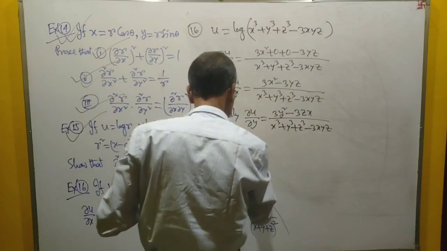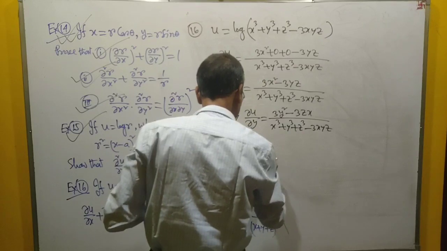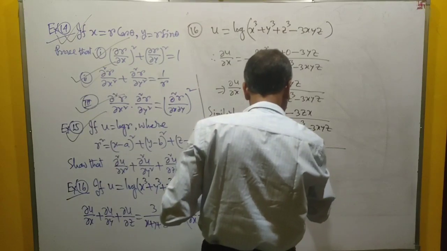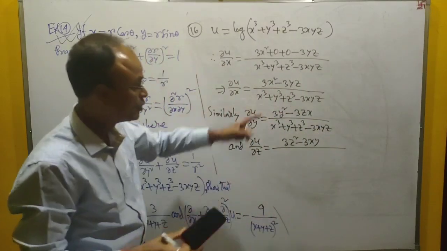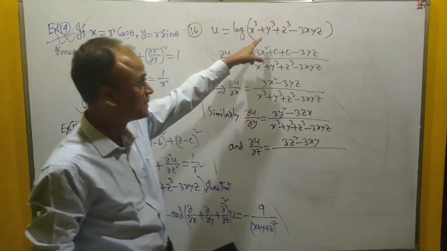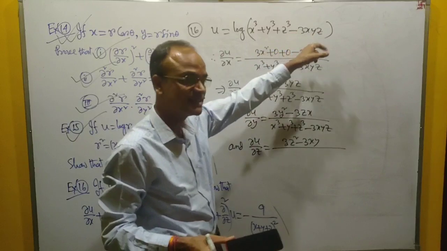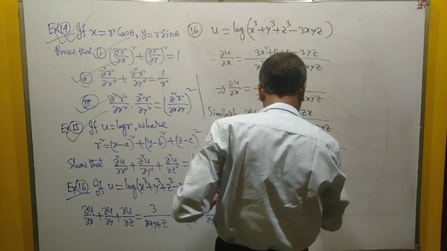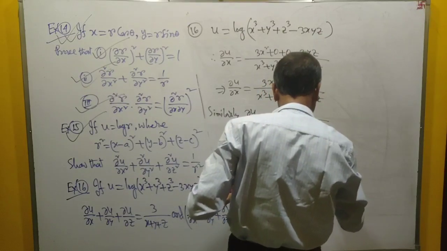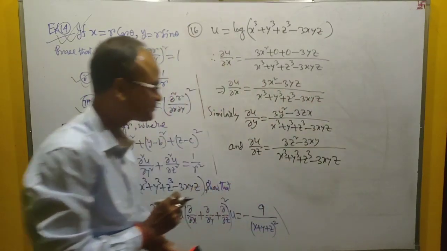And del u by del z will be equal to thrice z square minus thrice xy, differentiating with respect to z, divided by x cube plus y cube plus z cube minus thrice xyz. You will get this one.